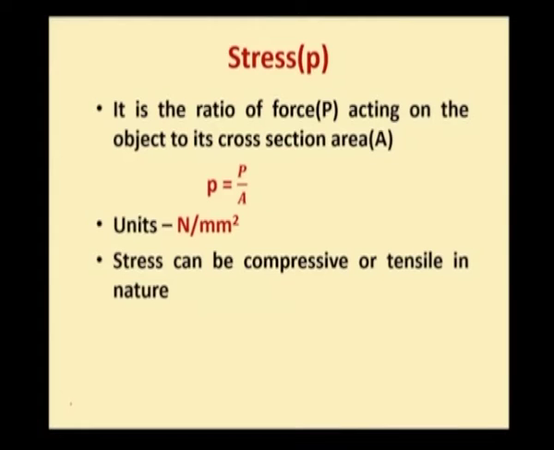In most of the engineering books, stress will be denoted by the alphabet small p. It is the ratio of the applied force to the cross section area of an object, or we can also call it as the ratio of the resistance offered per unit cross section area, where p is the applied force, or it will be equal to the internal resistance. In SI system, unit of stress will be in Newton per mm square. Stress can be either compressive in nature or tensile in nature, depending upon the nature of applied force.